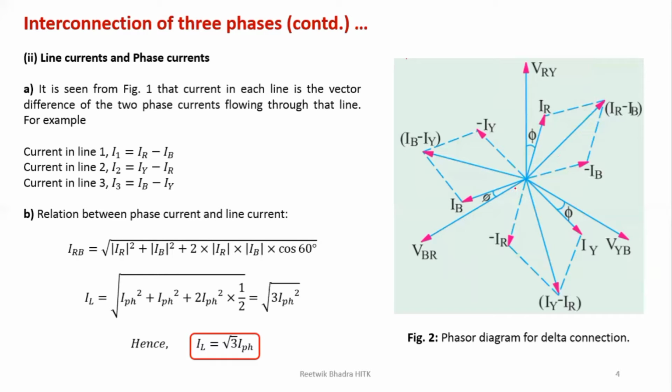Now you can draw the resultant in between this. What you will get? IR minus IB. What is IR minus IB? It is nothing but I1. What is IY minus IR? This is a resultant between these two. This is nothing but I2. What is I3? IB minus IY, which is nothing but this. Over here also you can draw the resultant. It will be IY minus IB. Over here also, it will be IB minus IR. Over here also, IR minus IY.